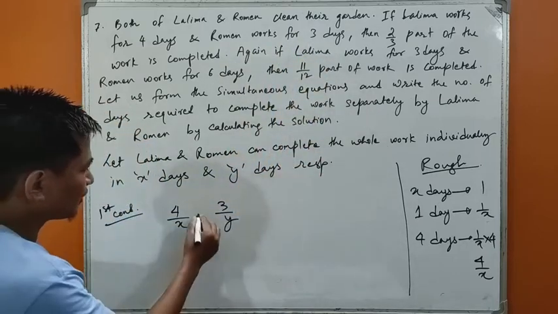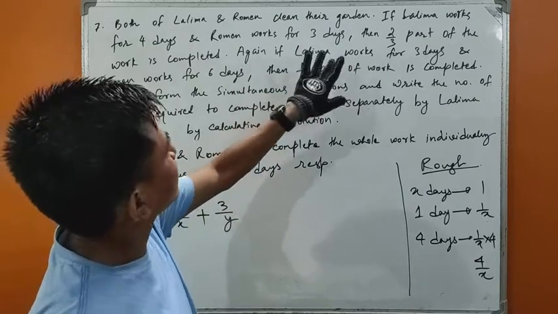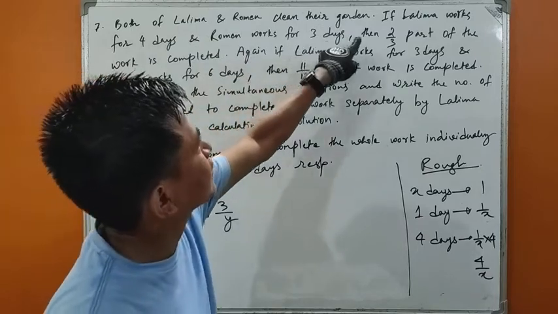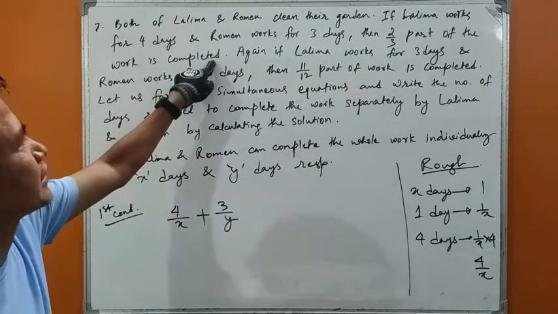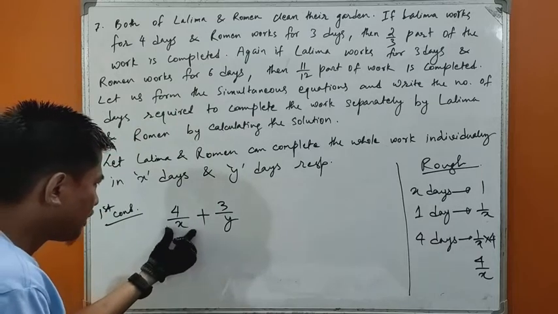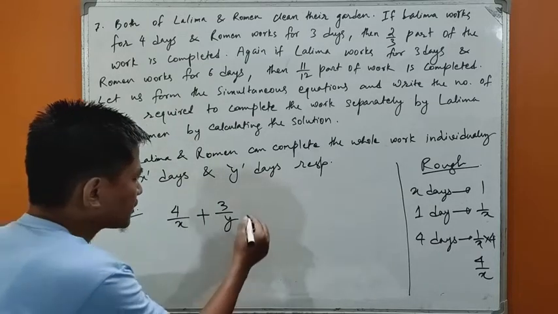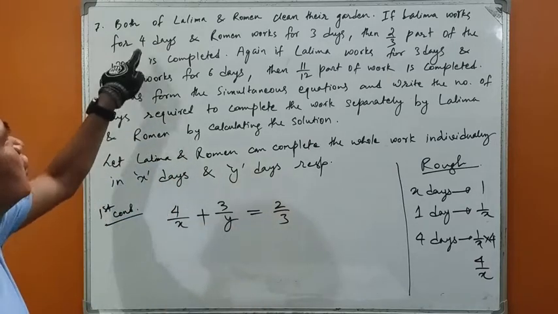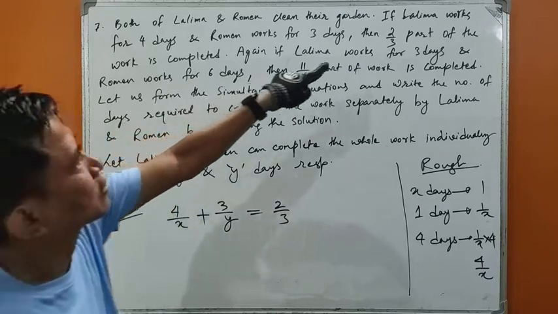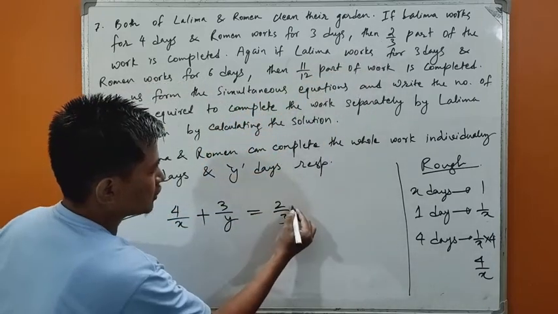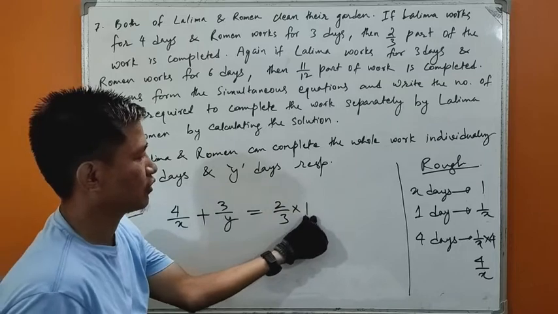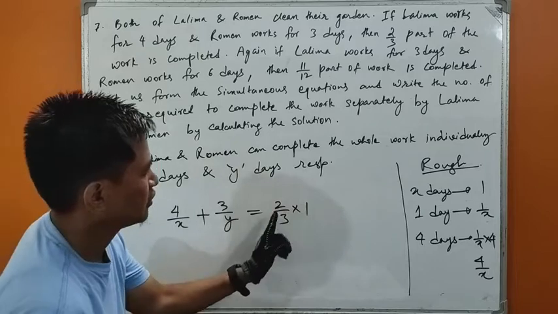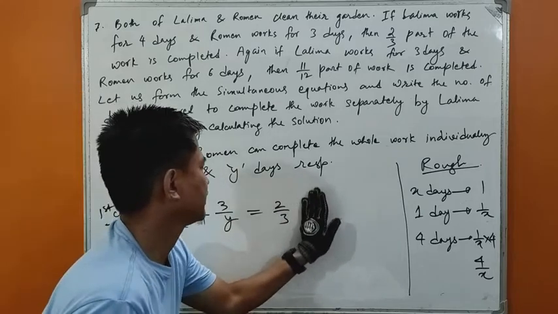So if we add this, then the total part of the work, see, if Lalima works for 4 days and Roman works for 3 days, then 2/3 part of the work is completed. Then when Lalima works for 4 days and Roman works for 3 days, what part of the work is completed? 2/3 part of the work is completed. 2/3 into 1, isn't it? 2/3 part of whole work. Whole work is 1. Okay, this gives us 2/3 into 1 is 2/3. So we need not write this.